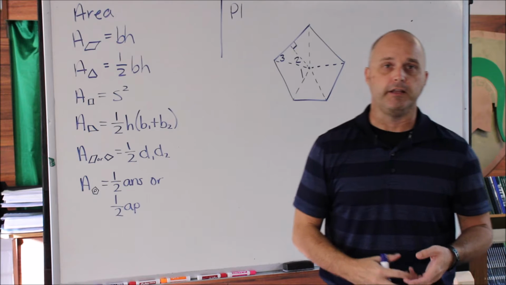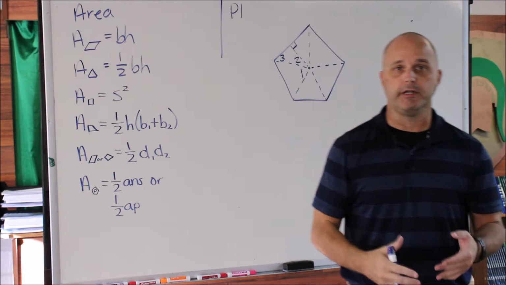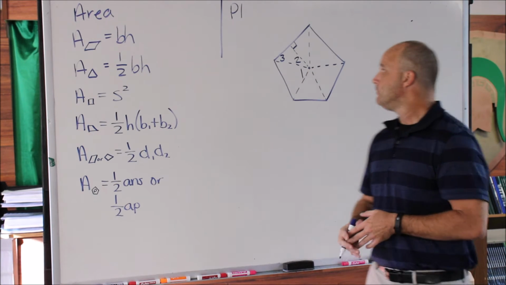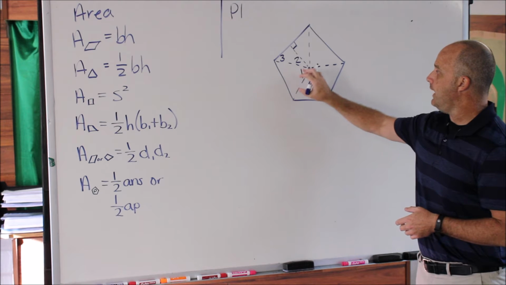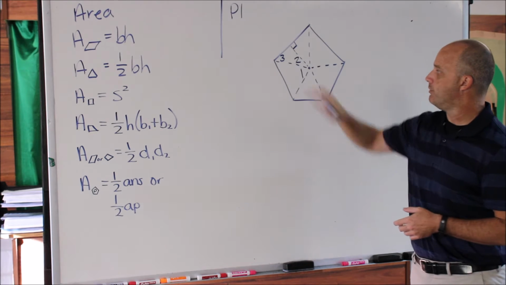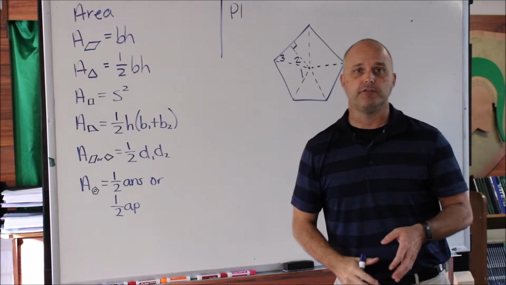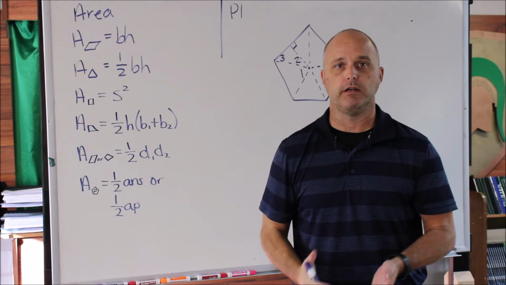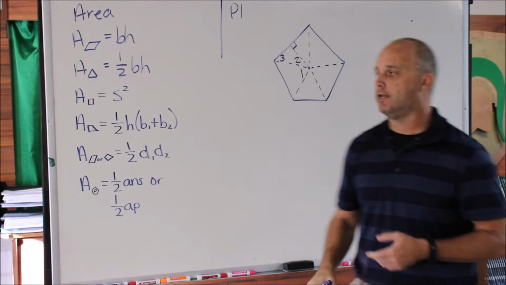Before we move into finding the area of a polygon, we're going to look at breaking down the polygon a little bit more. So what we want to do is find the angle measures of angles 1, 2, and 3. Now to do this, you have to determine what type of polygon you have. And in this case, we're given a pentagon.